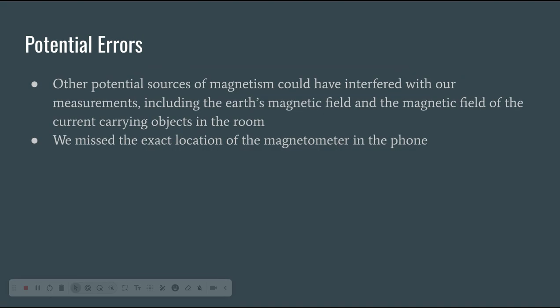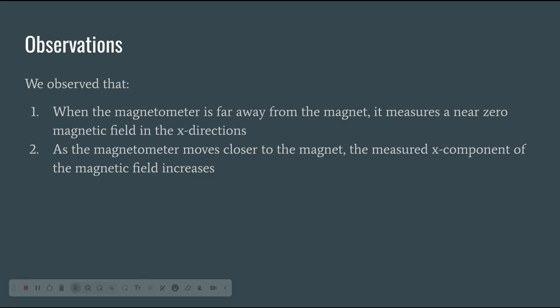All right, for potential sources of error, it could be the magnetic field of Earth if we didn't align it properly, or we lost our alignment during the lab, or we messed up on the exact location of the magnetometer in the phone, and our distances are off.